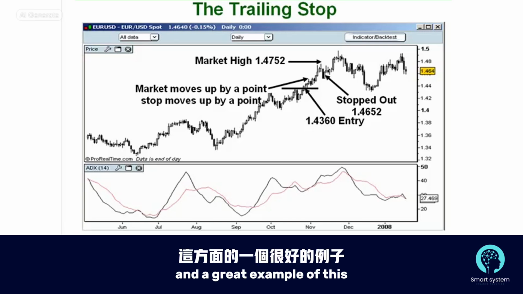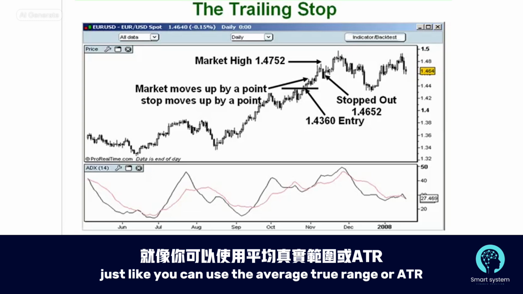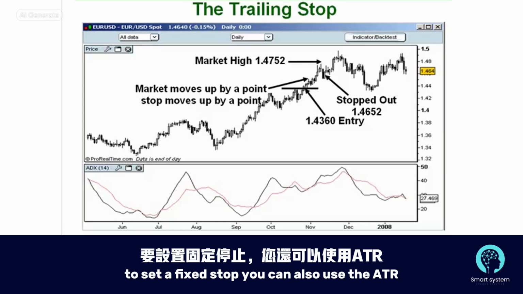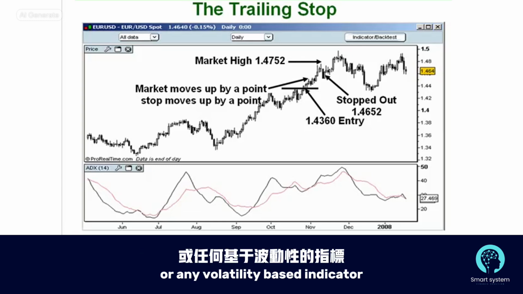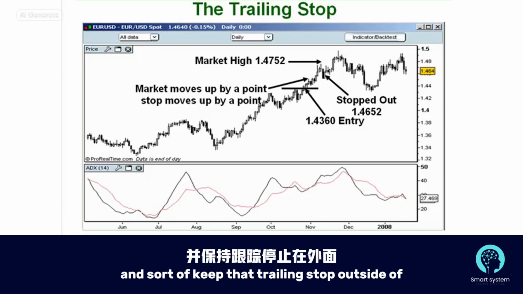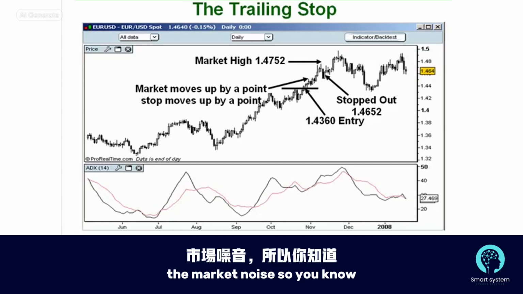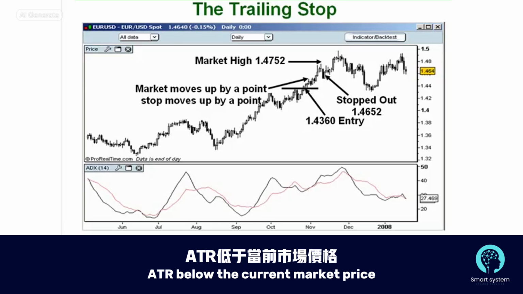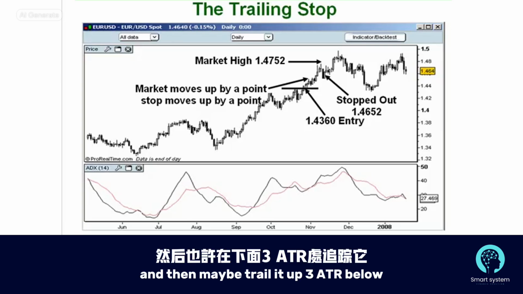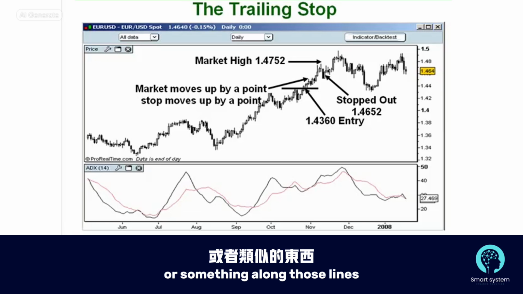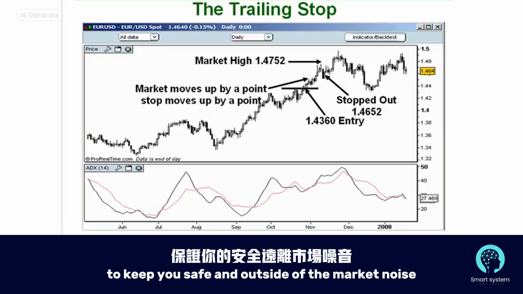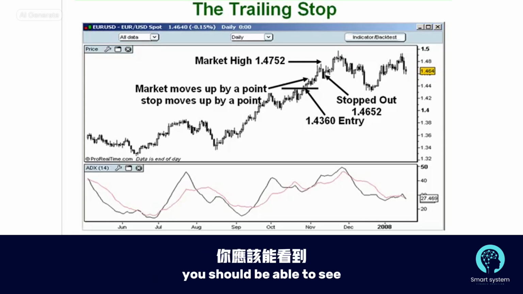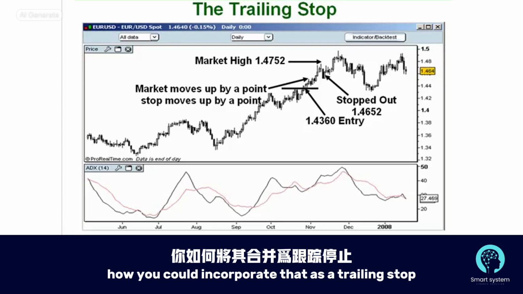A great example of this is the average true range, or ATR, as we looked at in the lesson on that. Just like you can use the ATR to set a fixed stop, you can also use the ATR, or any volatility-based indicator, to place a trailing stop, and keep that trailing stop outside of the market noise. So you could initially set your fixed stop at 2 ATR below the current market price, and then maybe trail it up 3 ATR below, or something along those lines, to keep you safe and outside of the market noise. Depending on the strategy, you can go back over that ATR lesson. You should be able to see how you could incorporate that as a trailing stop.